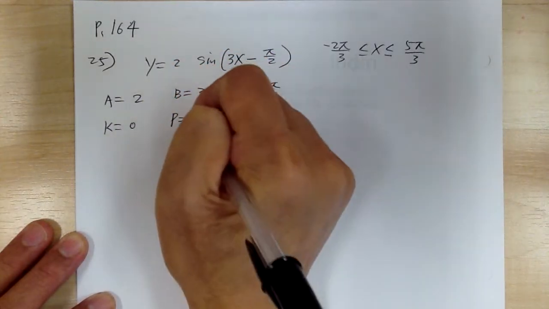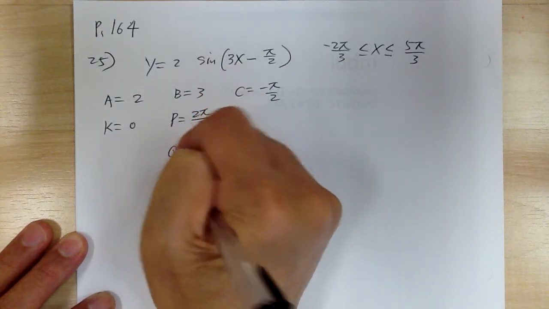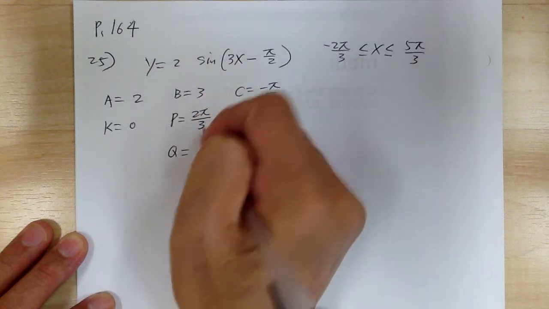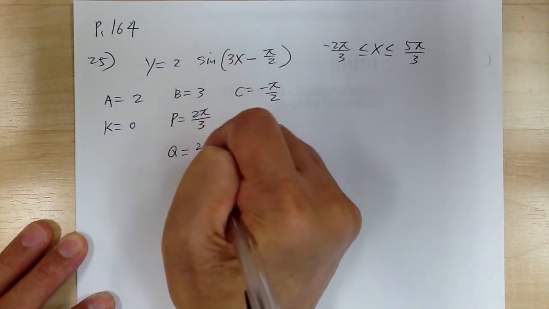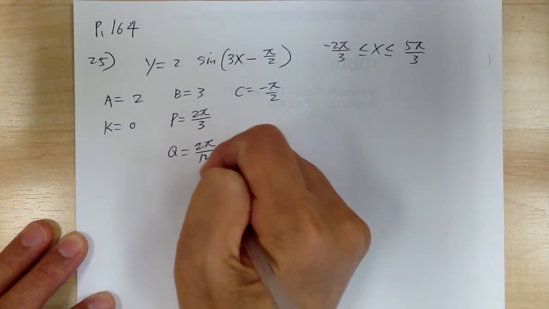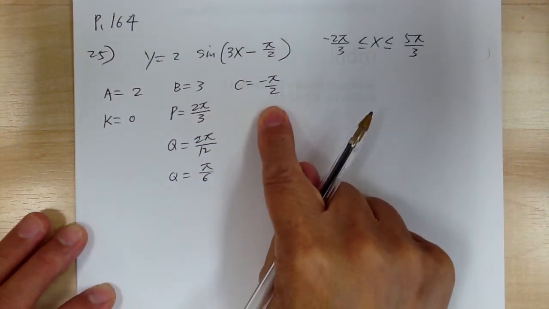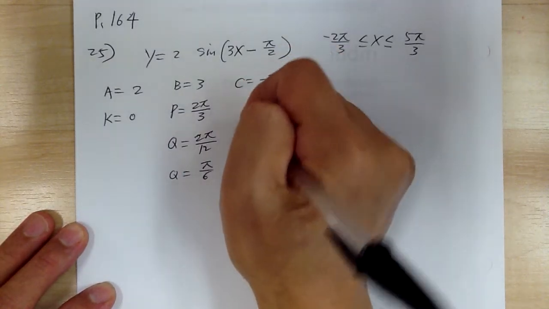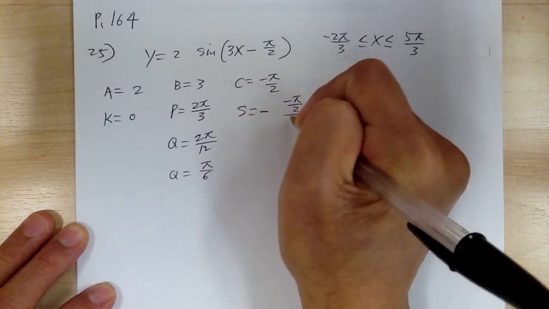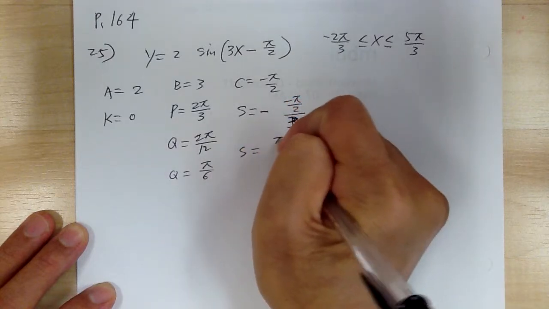And period is 2 pi over B. And Q, you times it by 1/4. So you can times it by 1/4, or just put 4 underneath, so it'd be 2 pi over 12, right? Just multiply by 4, and you can simplify that, so it'd be pi over 6. Now over here, go ahead and figure out the shift. So S equal to negative C over B. So S equal to positive pi over 6.